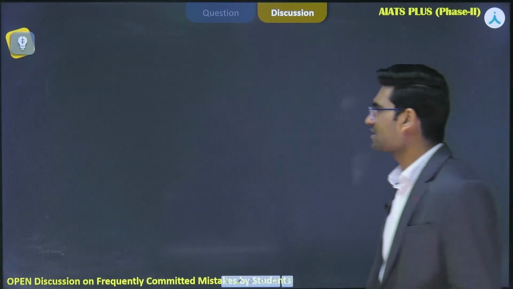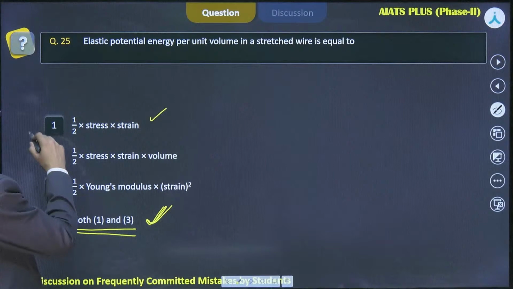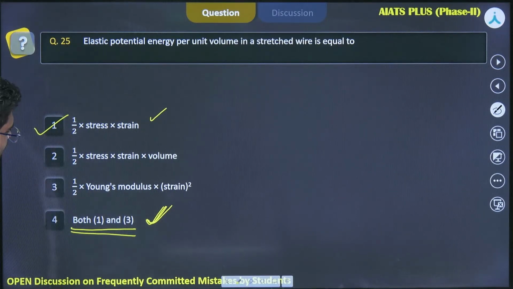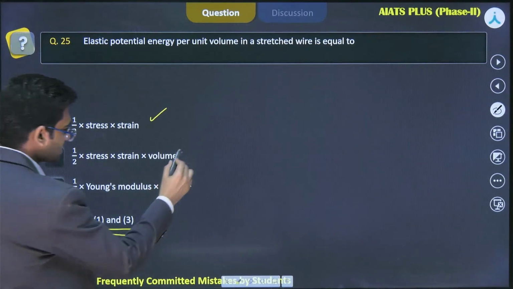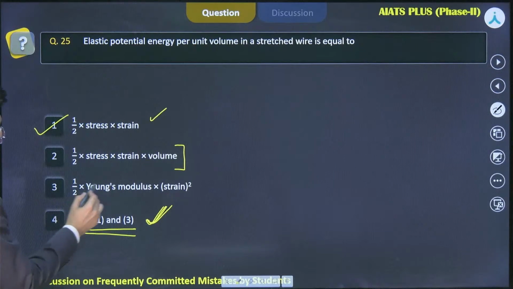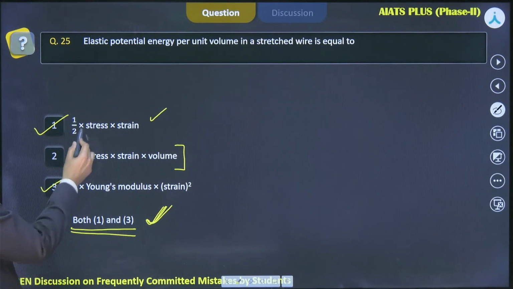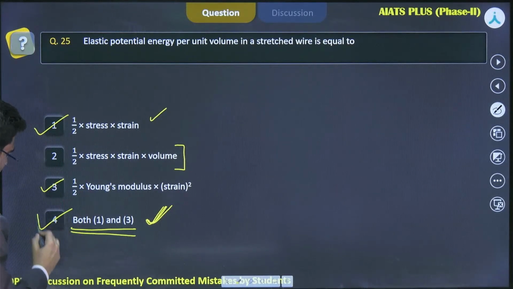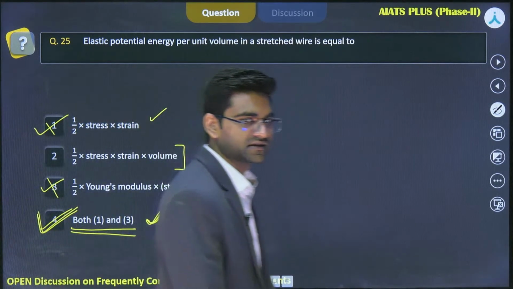So what should be the answer now? You already knew the answer. Half stress into strain, this is correct. Half stress into strain into volume, no, this is not correct actually. I will tell you how and why. Half Young's modulus into strain square, this is again correct. So both 1 and 3 are correct. That's why this is the correct option. Both 1 and 3 are correct.